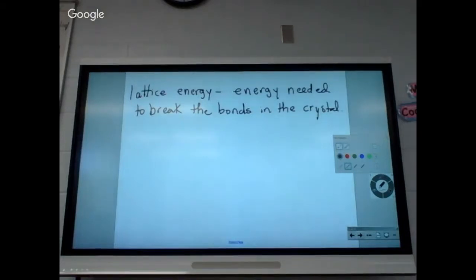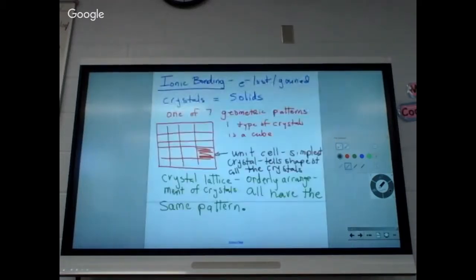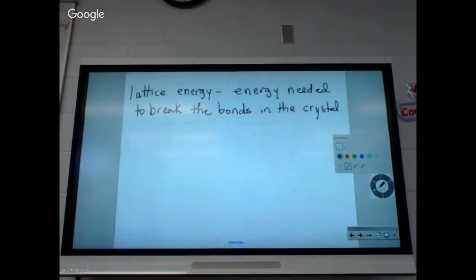It's the energy needed to break the bonds in a crystal. Aren't lattices the wooden things? It can be. It's just the word they use to talk about the structure of the crystal, the way it's held together. I went back because you wanted to know what lattice was.